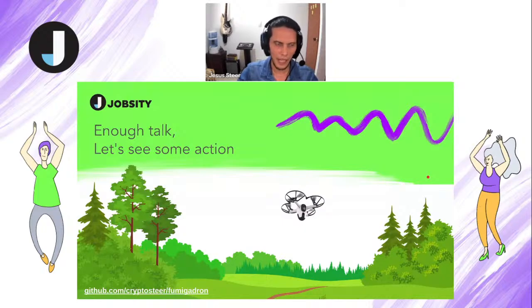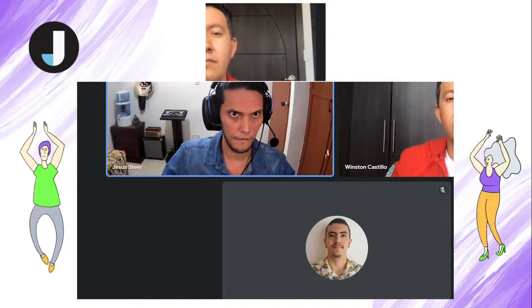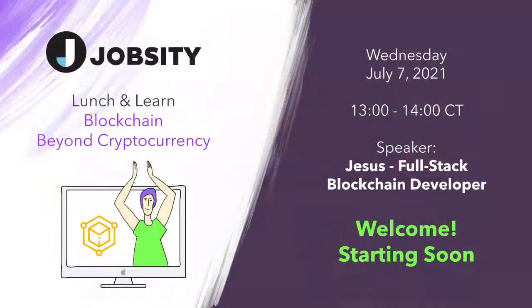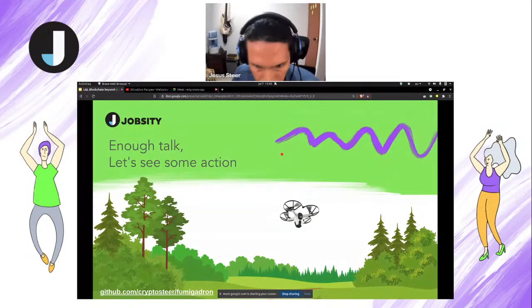And now I want to show you some code so you will know better how it's a decentralized application. So I'm going to change the mode of this sharing. Second. Here. Okay, hope you are watching my screen.